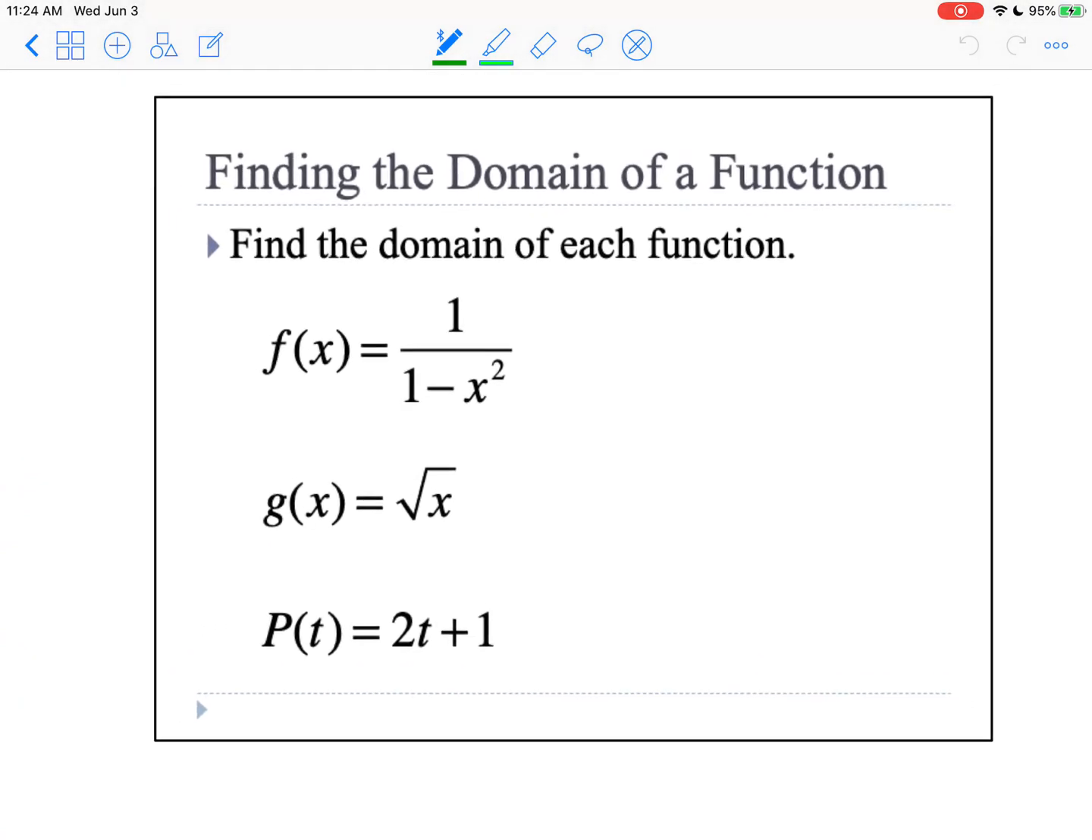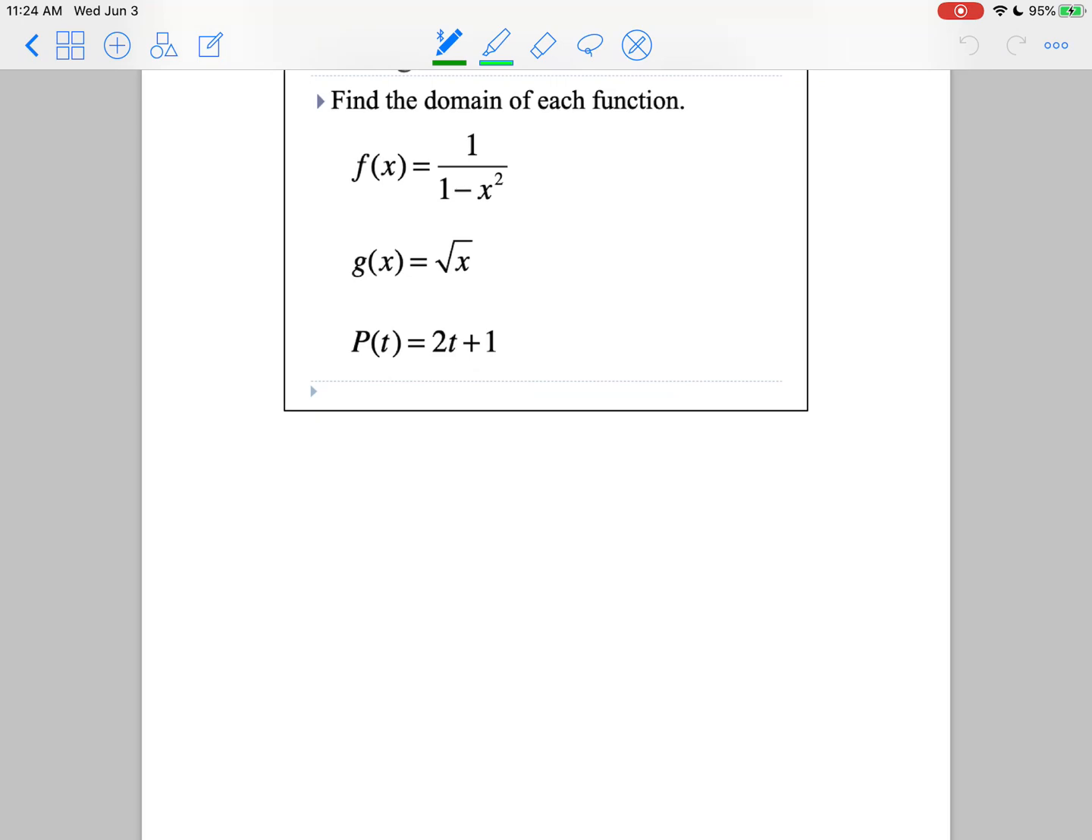All right, domain. When I think about domain, what I really think about are some red flags. The domain is all the values that I can put into a function that give me a real value out. The first red flag is I'm not allowed to divide by 0. So if I see a variable in the denominator, I have a red flag up in my mind thinking, ooh, there might be a value that if I plug it into this function, it's going to make me divide by 0, and that would not be part of the domain.